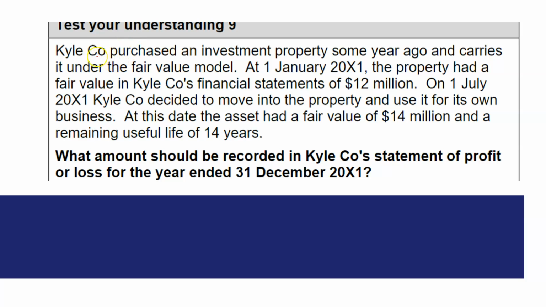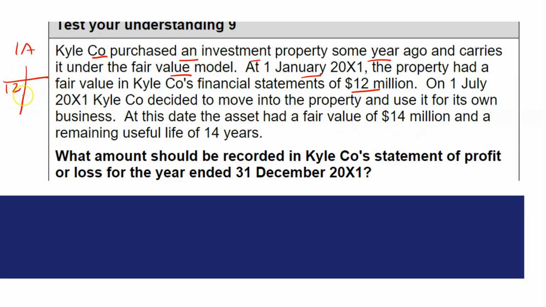Here's an example. Kyle purchased an investment property some years ago and carries it under the fair value model. So this is an investment property. On the 1st of January, the property had a fair value of 12 million. So it's under investment property right now at 12 million. On the 1st of July, he decides to move into the property and use it for his own business. At this date, the asset had a fair value of 14 million.